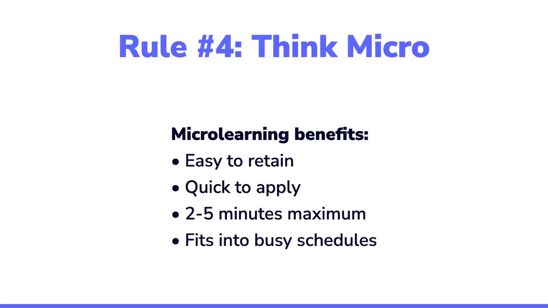Rule number 4 emphasizes thinking micro. Microlearning is effective because it's easy to retain and apply immediately. Instead of creating 20-minute training videos that overwhelm learners, we aim for 2 to 5 minutes maximum. This approach respects people's attention spans and makes training more accessible during busy work schedules.